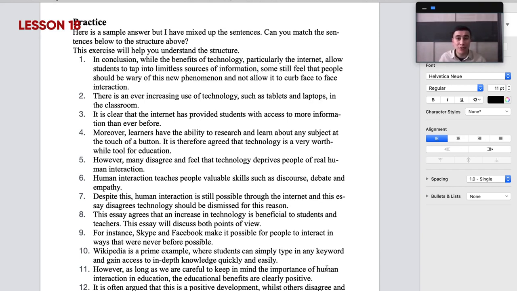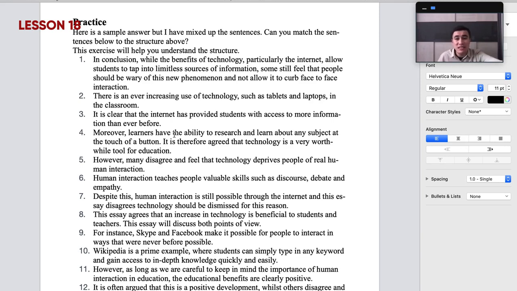So overall we have 12 sentences, and the first one is, in conclusion, while the benefits of technology, particularly the internet, allow students to tap into limitless sources of information, some still feel that people should be wary of this new phenomenon and not allow it to curb face-to-face interaction. Okay, second one, there is an ever-increasing use of technology such as tablets and laptops in the classroom. It is clear that the internet has provided students with access to more information than ever before. Moreover, learners have the ability to search and learn about any subject at the touch of a button. It is therefore agreed that technology is a very worthwhile tool for education.